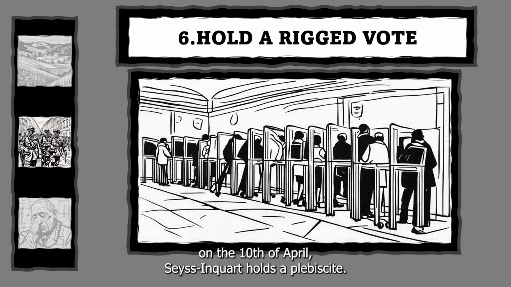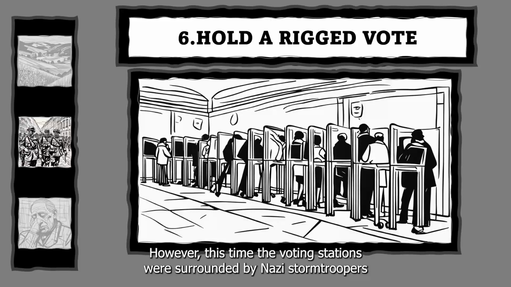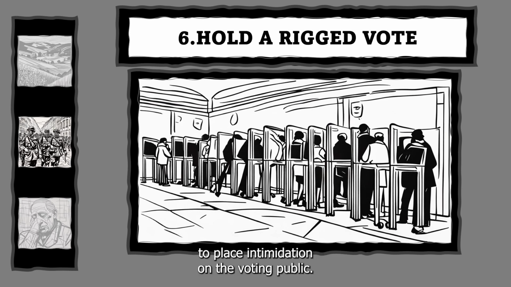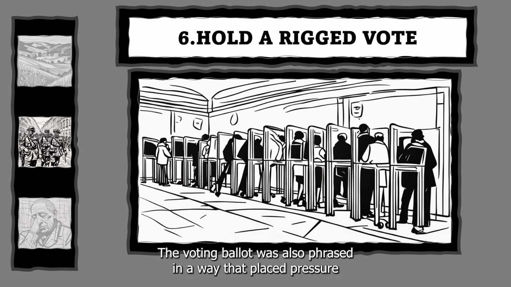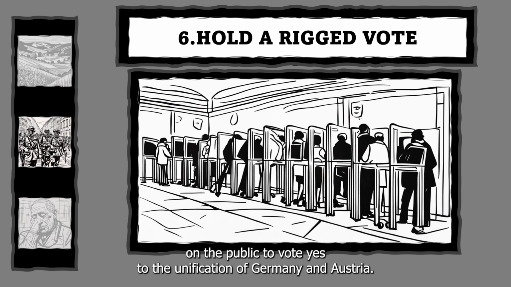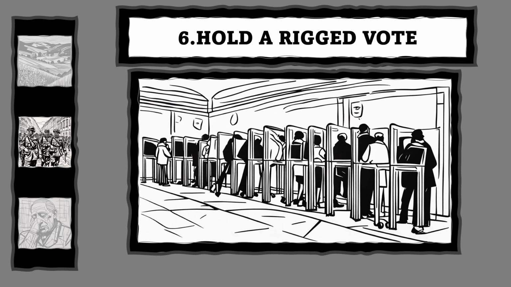A month later, on the 10th of April, Seyss-Inquart holds a plebiscite. However, this time, the voting stations were surrounded by Nazi stormtroopers to place intimidation on the voting public. The voting ballot was also phrased in a way that placed pressure on the public to vote yes to the unification of Germany and Austria. Therefore, it is no surprise that the plebiscite vote showed that 99% of Austrians were in favor of Anschluss.